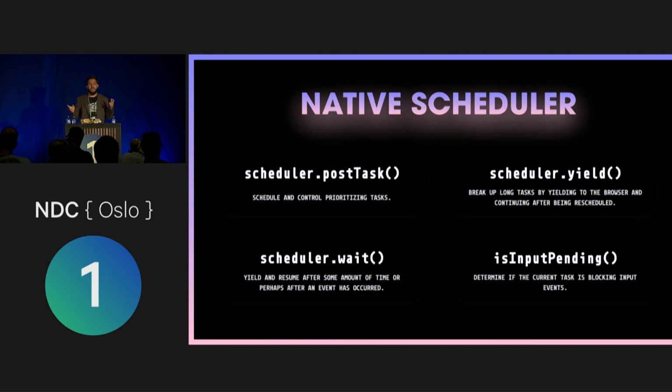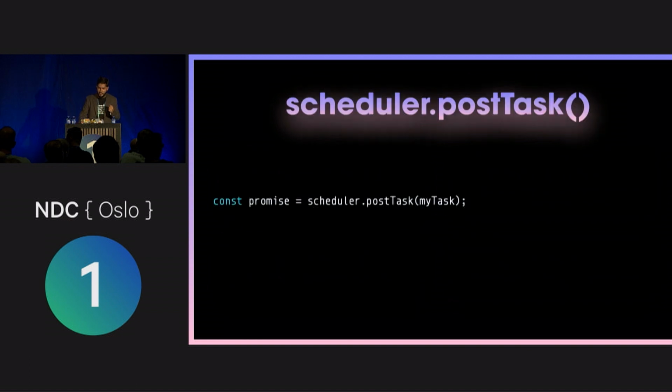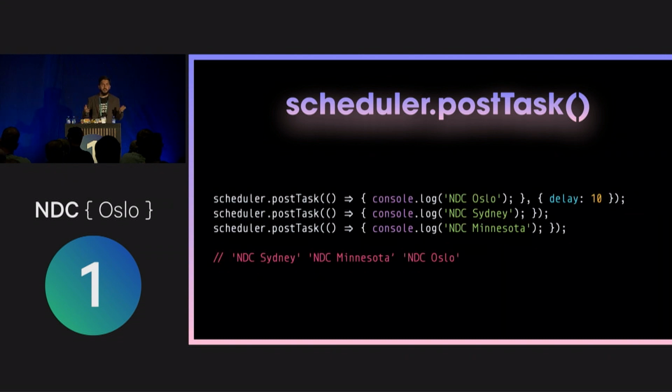So my favorite ones are these four: postTask, yield, wait, and isInputPending. Let's explore some of them. So postTask, as the name suggests, allows you to schedule something to be executed, and it's promise based, but it's really configurable. So you can, for example, define different priorities. It can be user blocking, or it can be something that's not high priority. We can also define delays for some tasks we post.